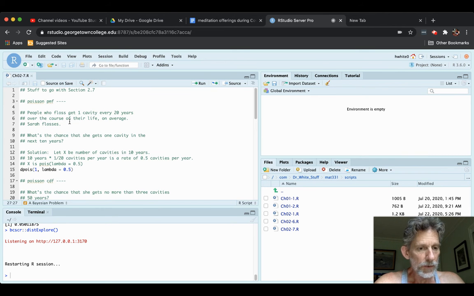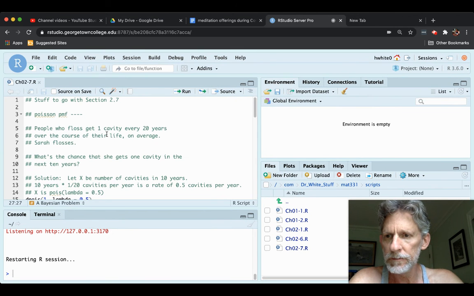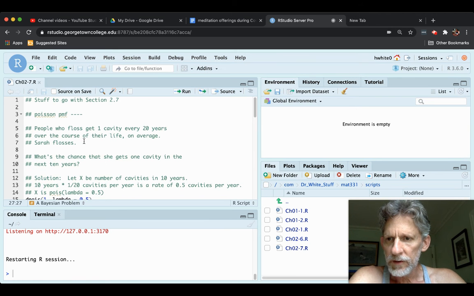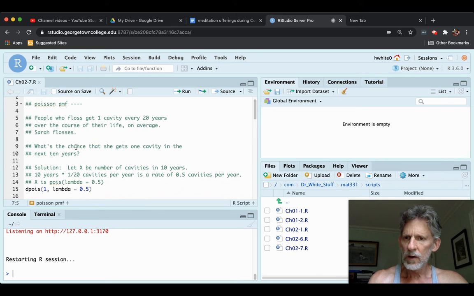So first of all, how do you compute probability mass functions for Poisson random variables in R? Let's set up a situation for ourselves. Actually, let me go ahead and enlarge the screen because you might appreciate that. Let's say that people who floss regularly get one cavity every 20 years over the course of their life on average. And let's say that cavities as events over time come like a Poisson process. And let's say that Sarah flosses. Okay, what's the chance that she gets exactly one cavity in the next 10 years?